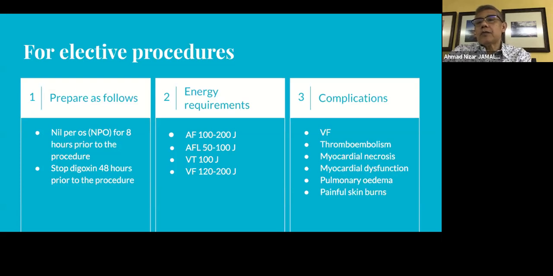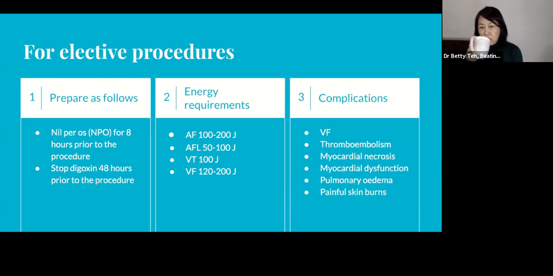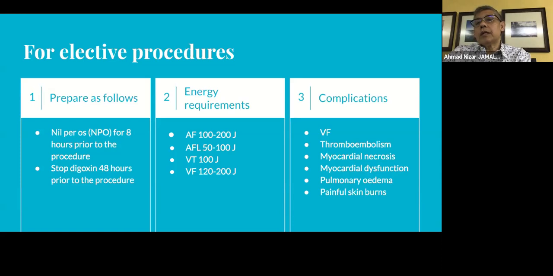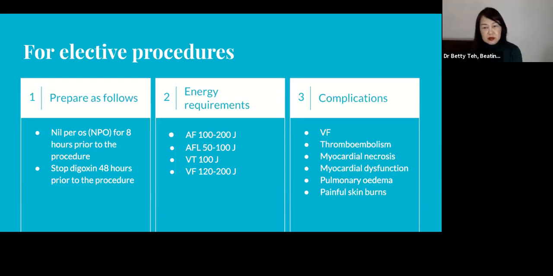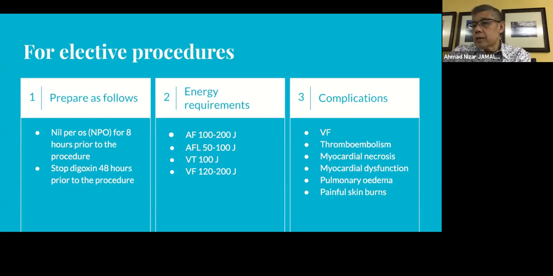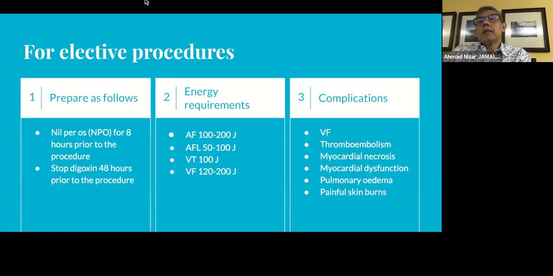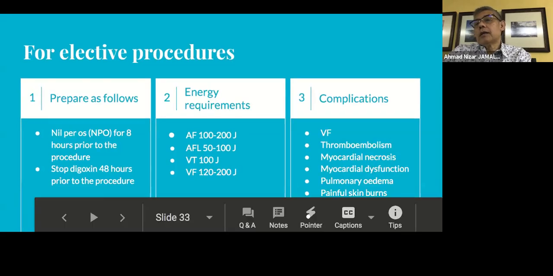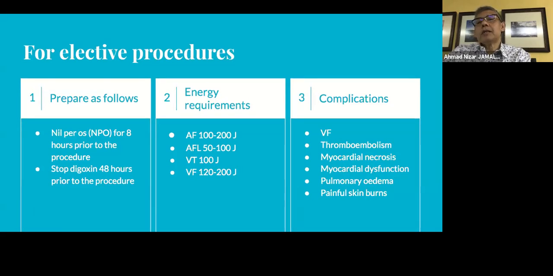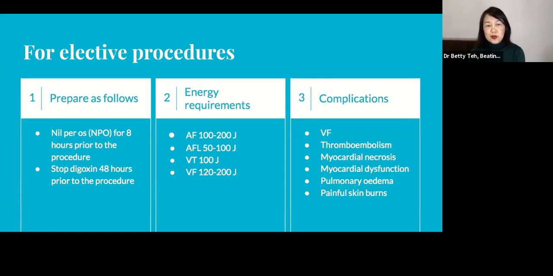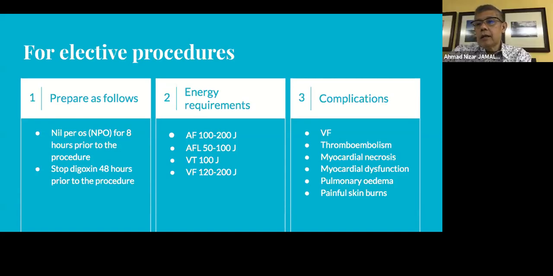Now the complications of cardioversion include that you may induce ventricular fibrillation, so you need to be prepared to defibrillate them just in case. You may cause thromboembolism, that's why in AF you need to anticoagulate them. You may cause myocardial necrosis and transient myocardial dysfunction as well. Occasionally you may cause pulmonary edema in people with diastolic dysfunction. And you may cause painful skin burns, but this is less likely if you use the patches rather than the gels. Next slide.